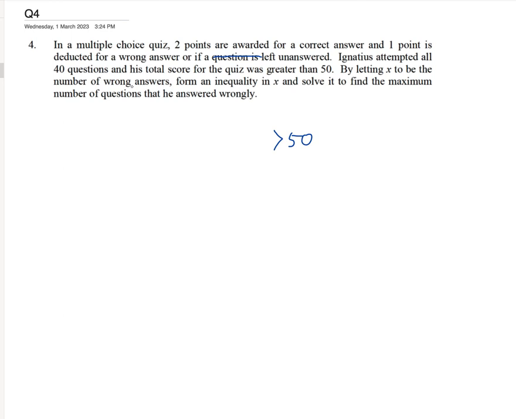So therefore, the number of right answers must be 40 minus x. Since we get 2 marks for right answers, we have 2 times 40 minus x. Then we lose marks for wrong answers. For each wrong answer is 1 mark. So for x wrong answers is minus x marks. Now we simplify this.